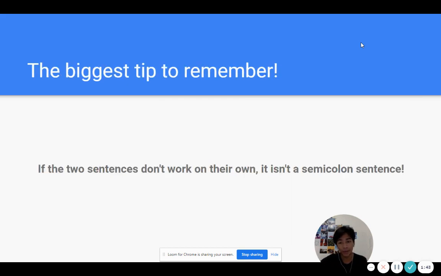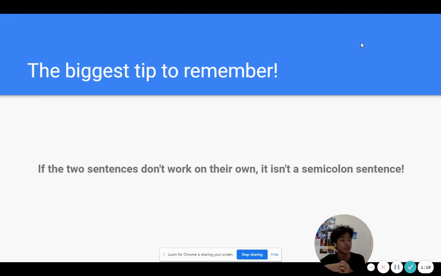So the biggest tip to remember here is that if two sentences do not work on their own, it is not a semicolon sentence. If you're dealing with a question that asks you which punctuation fits the sentence appropriately, and you recognize that where the divider or the punctuation should be, the two clauses aren't independent, do not put a semicolon. Only put a semicolon if it works.